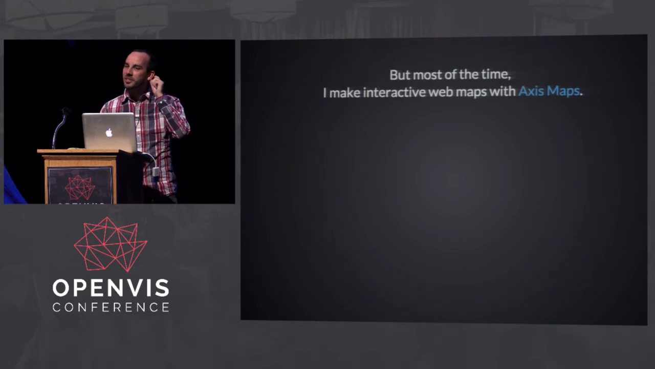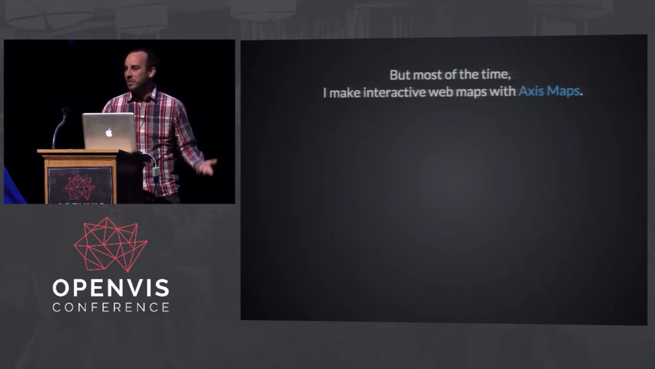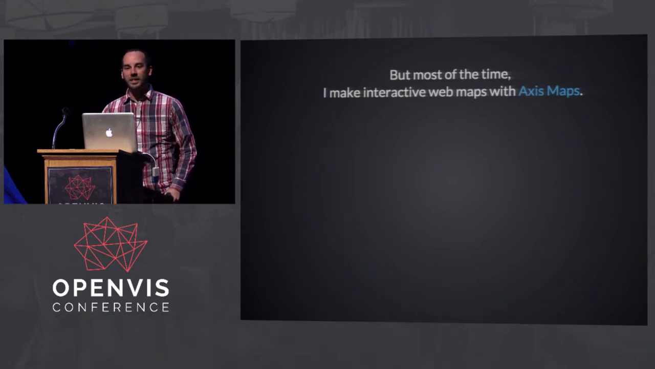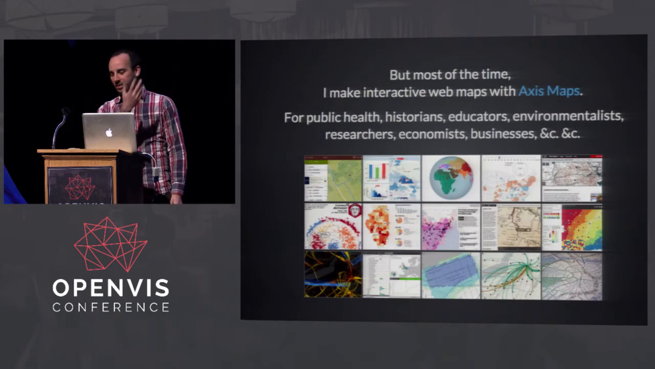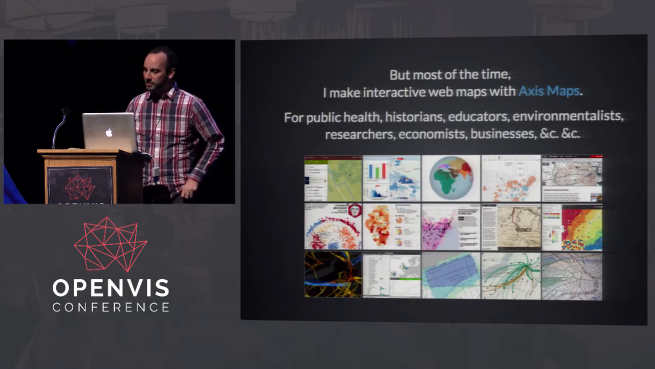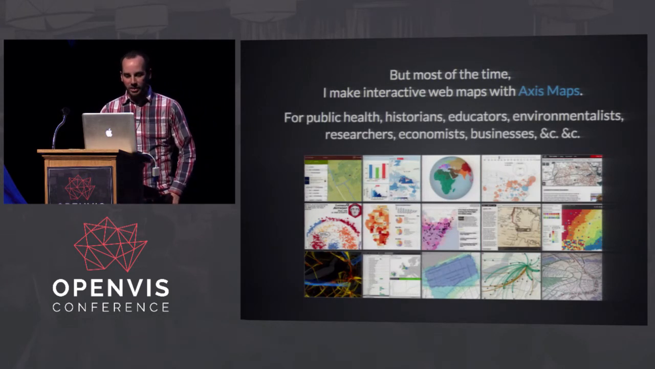Mostly what I do is I work with Axis Maps, a small company. We do interactive web maps, basically, a lot of custom designed things for a lot of purposes. This is just a little example of some stuff that we do.